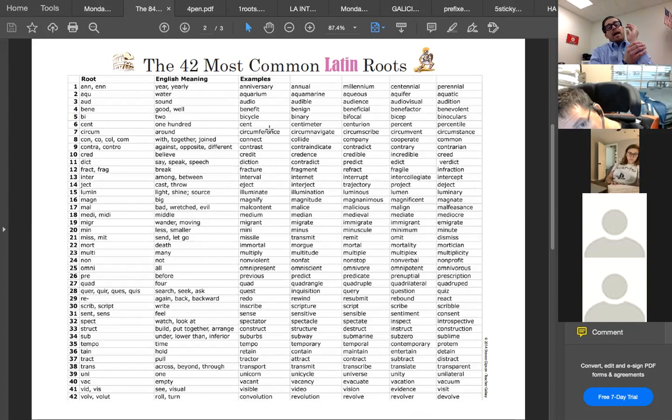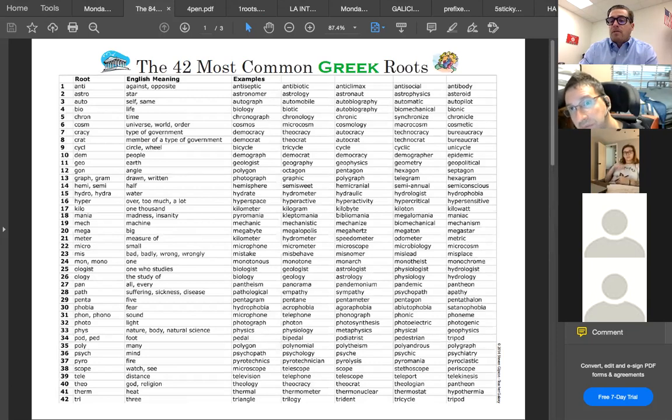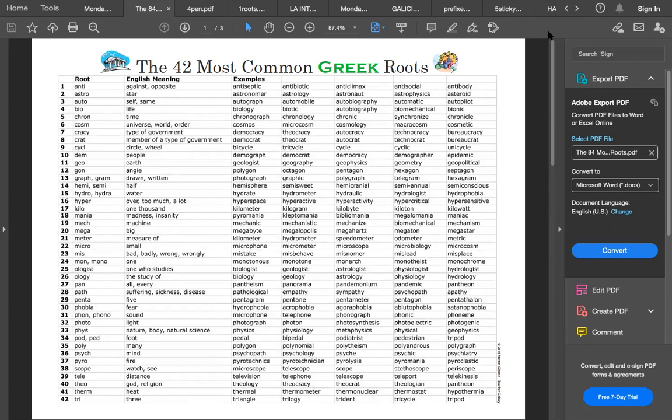84 common Latin roots, and Sheila's popping in. Okay, sweet. Let me get Sheila. 84 common Latin roots and 84, I'm sorry, 42. I'm going to get it right. I swear I'm going to throw this computer across the room. 42 common Latin roots and then 42 common Greek roots, and we'll go over some of them right now, kind of get, you'll see the pattern. I'll email this to you. Oh, Sheila. Okay, sweet. All right, so where are we? Right here.